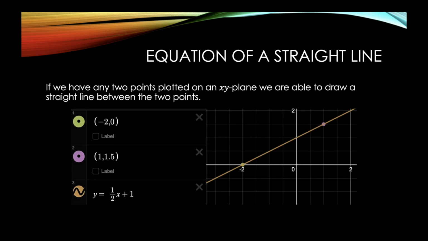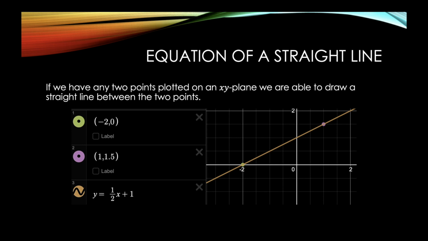Here we are given the points -2, 0 and 1, 1.5, and they are plotted on that bit of graph paper. We drew a straight line and extended it beyond the 2 points, and we could derive the equation y equals a half x plus 1. Now this line shows that any coordinate that sits on this line must abide by this rule. So how do we figure that out?